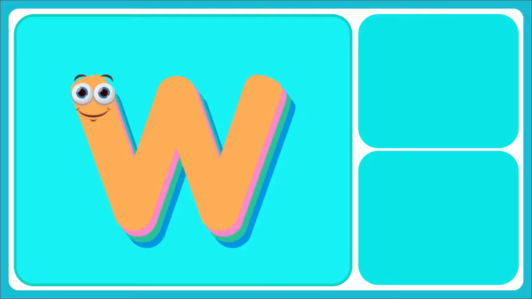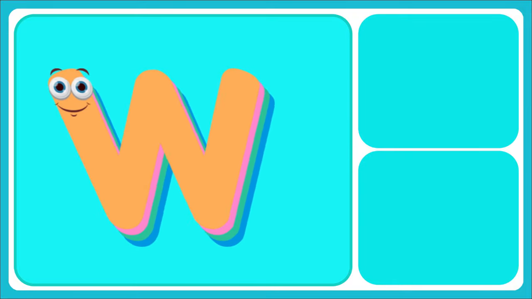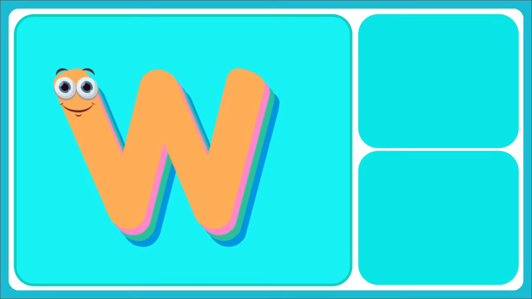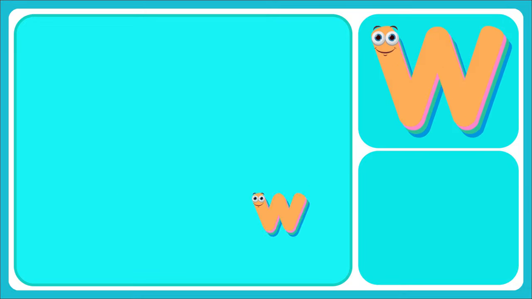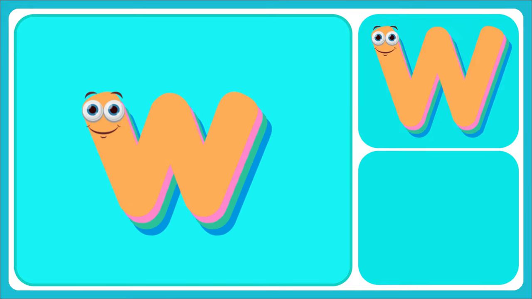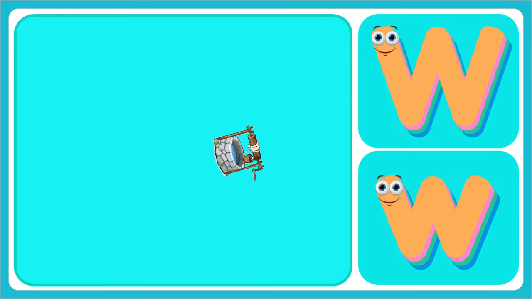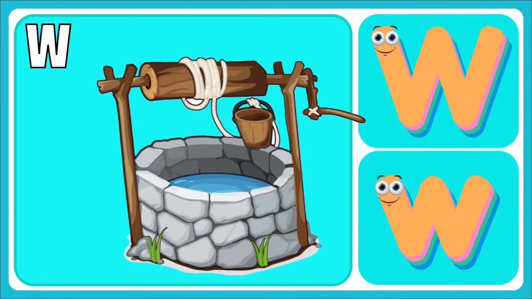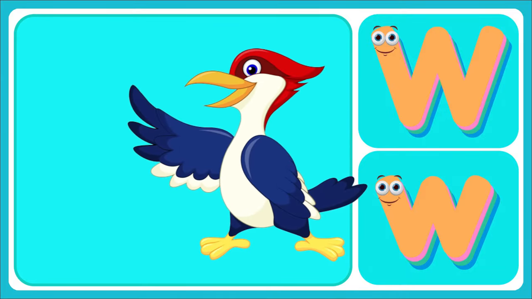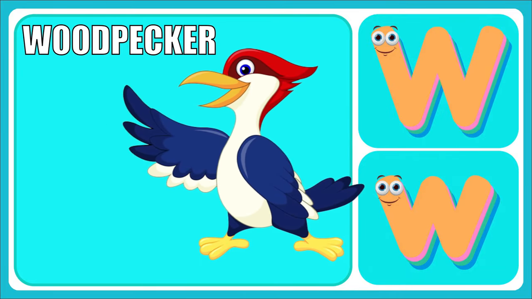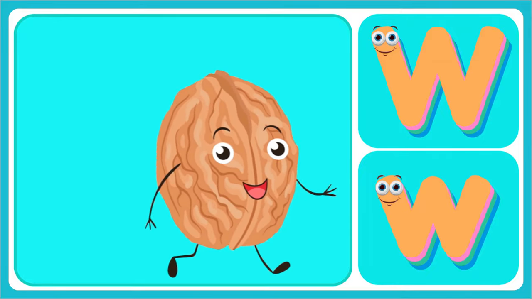Have you ever seen the letter W? Hi, I am letter W and my sound is wa, wa, wa. And the words that start with me are well, wa, wa, well, woodpecker, wa, wa, woodpecker, walnut, wa, wa, walnut. Today we will learn alphabets and their sounds.